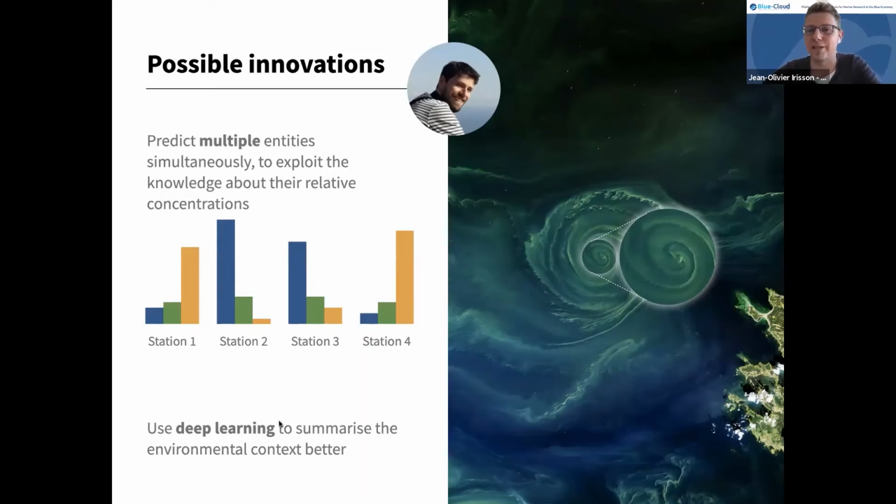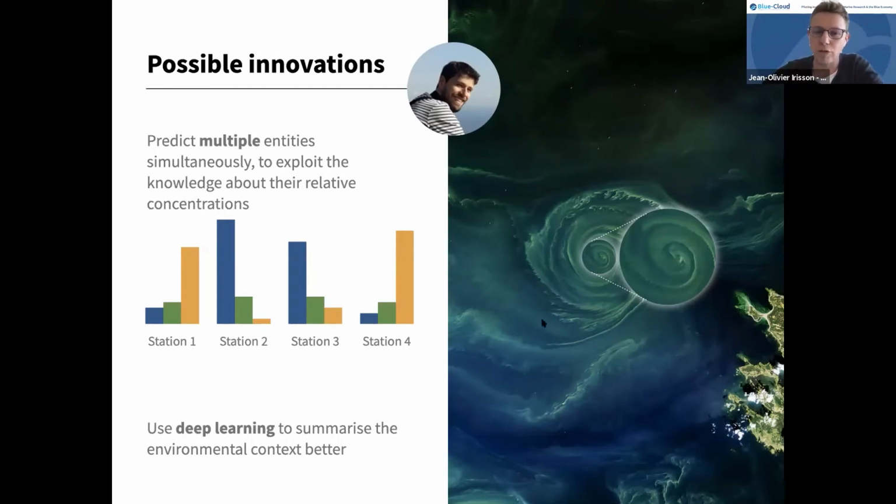The second aspect is that from Tara Oceans, we have local conditions, really precise conditions together with the station. But actually what you get when you sample in a point in the ocean is a really partial view of the context. So what you have here is a satellite image that shows a really nice vortex with a bloom. And what you see here is that if you sample right at the middle, or if you sample at the edge, you would be in quite different conditions.